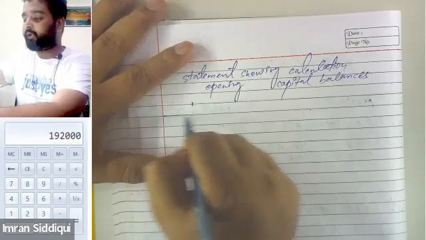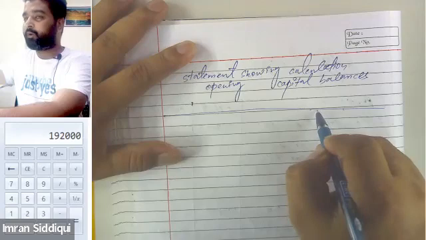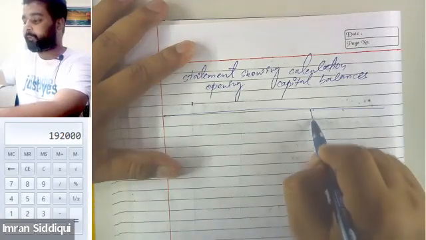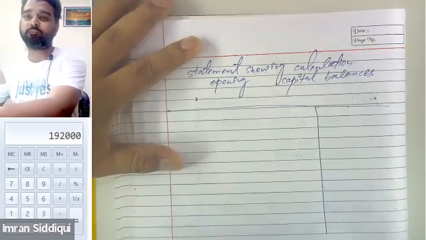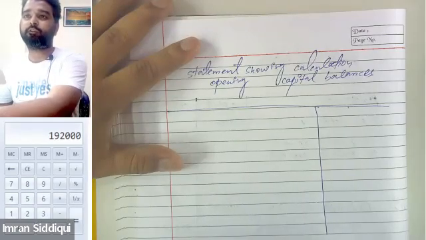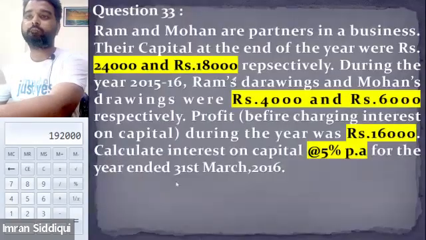So how do we do that? It is very simple. All you need to do is follow a particular format and you will be able to find out their opening capital balances. So first of all, tell me how many partners are there in the partnership. We have Ram and Mohan. There are only two partners now, Ram and Mohan.